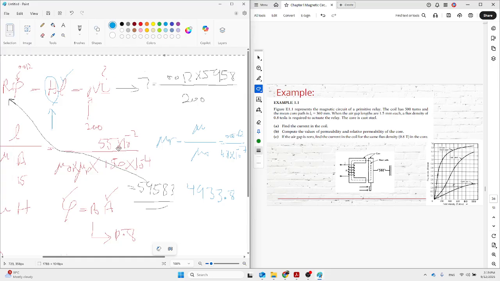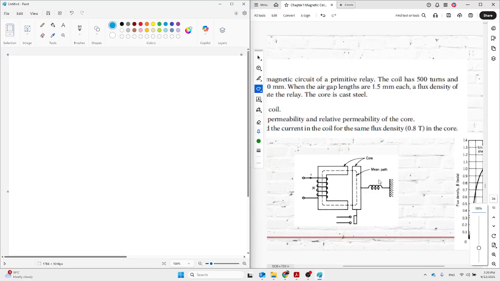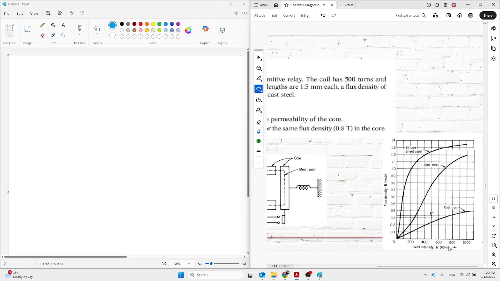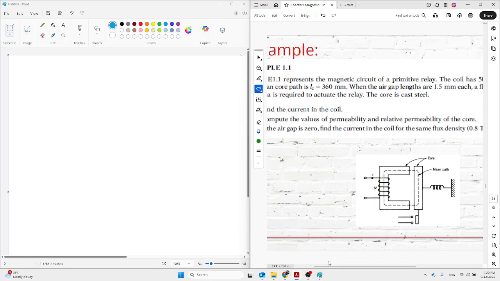Next, control delete. Okay, good. The next question is an example with a different graph. Let me zoom in and see. We have H and B, and this is for different types of material: one is steel, one is cast steel, one is cast iron. These three are given, so different graph, different values.